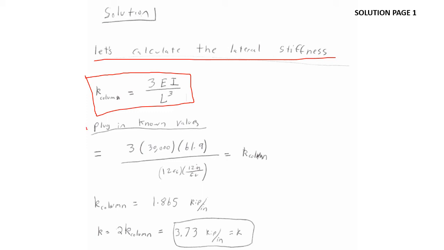We know E is given to us as 30,000, and I is given as 61.9. For L, pay attention to whether we are in feet or inches, so make sure we convert correctly. We're given L in feet, and we want it in inches to match our other values, so we change L to 12 times 12 inches per foot, and then cube all of that for L cubed. This gives us K for the column: 1.865 kips per inch. So K for 2 columns would be 3.73 kips per inch.